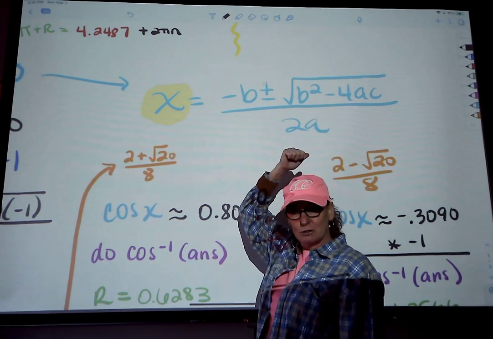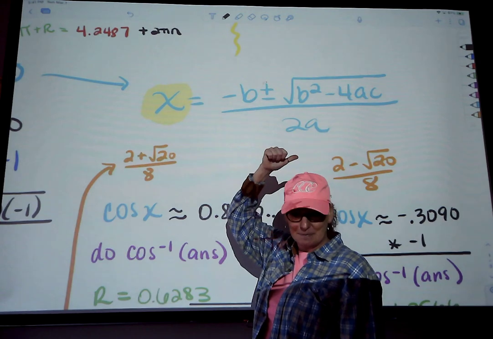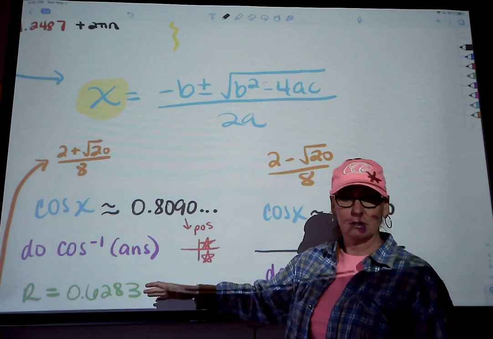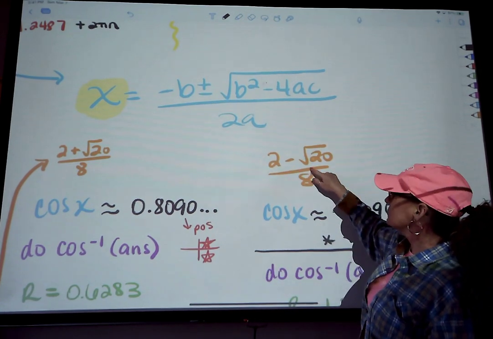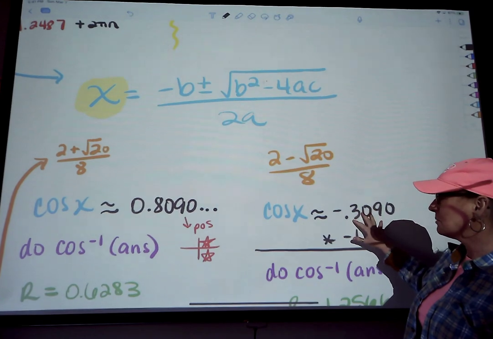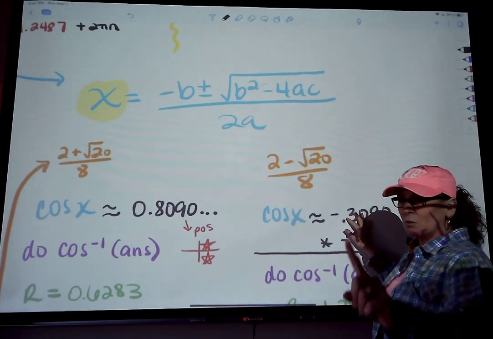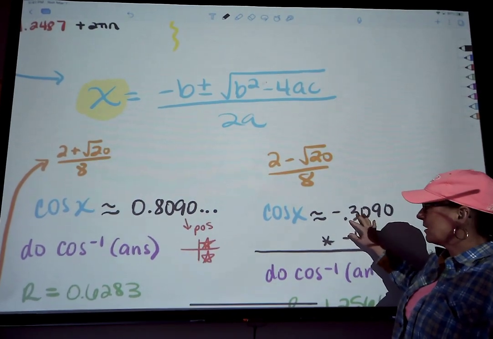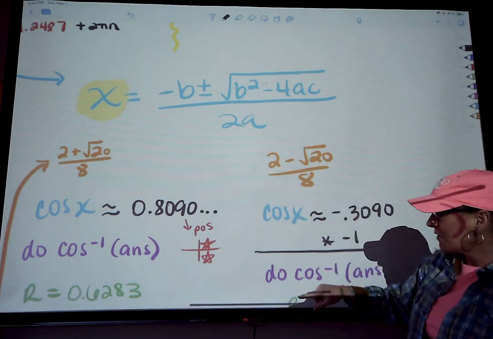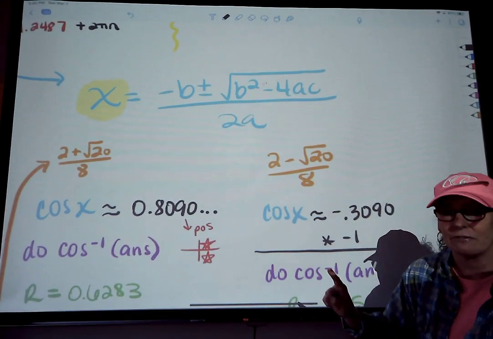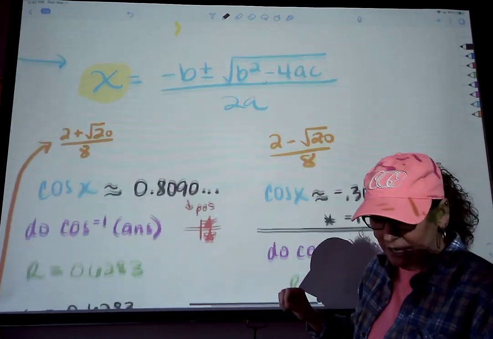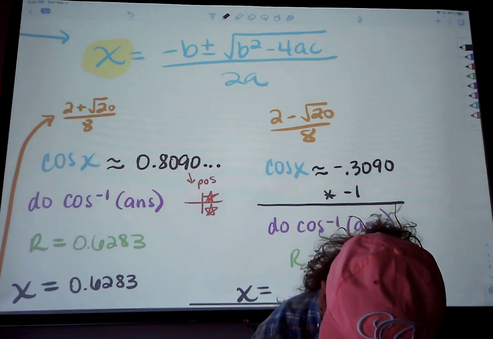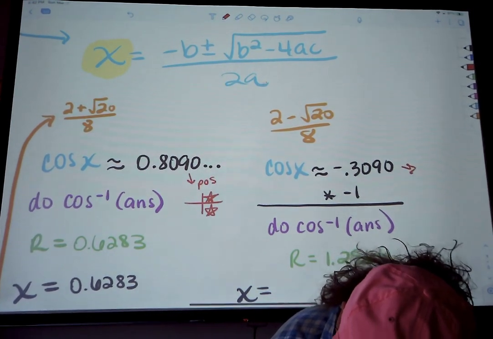Holy moly, now we've got to do 2 minus radical 20 over 8. It's okay, because I might have lost you during the first one. We're going to do the same thing again. Ready? 2 minus radical 20 over 8 gives me a yucky decimal. What is it? It's my cosine fraction. Now, I know that I want to do a cosine inverse on it. However, I need a reference angle, right? I need a reference angle because that's negative.